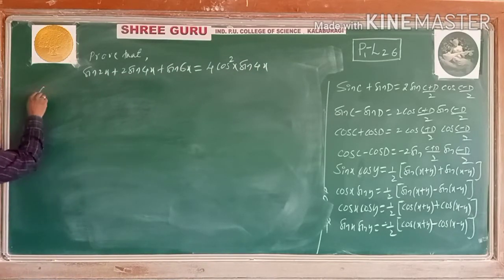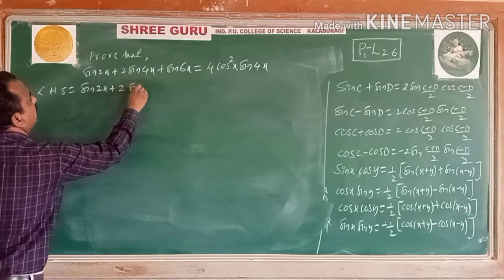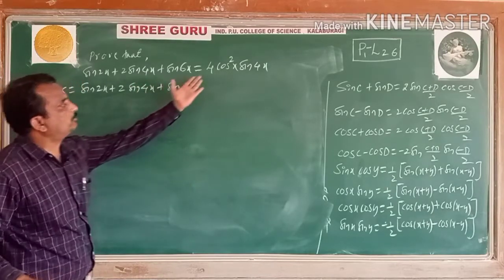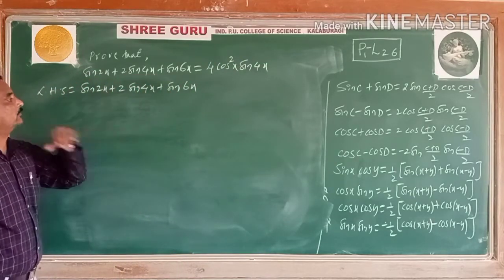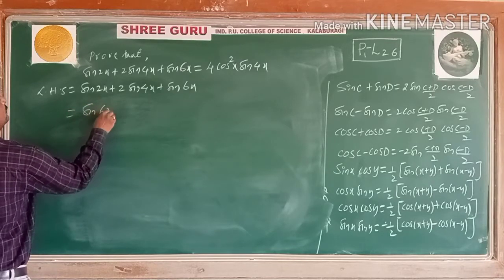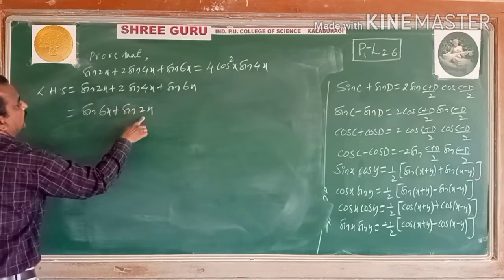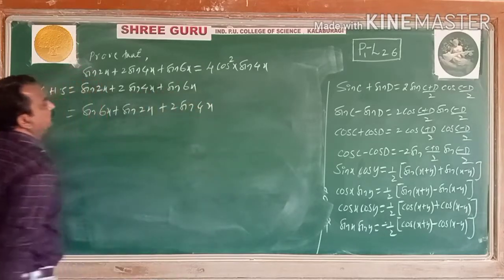Taking LHS: sine 2x, 2 times of sine of 4x plus sine of 6x. You have to express in the form of products. Here the sum of 3 terms, but it is 2 times of it. Let us see, students. Arranging the terms: sin 6x I will take first, plus sine of 2x I will write as it is, plus 2 times of sine 4x as it is.